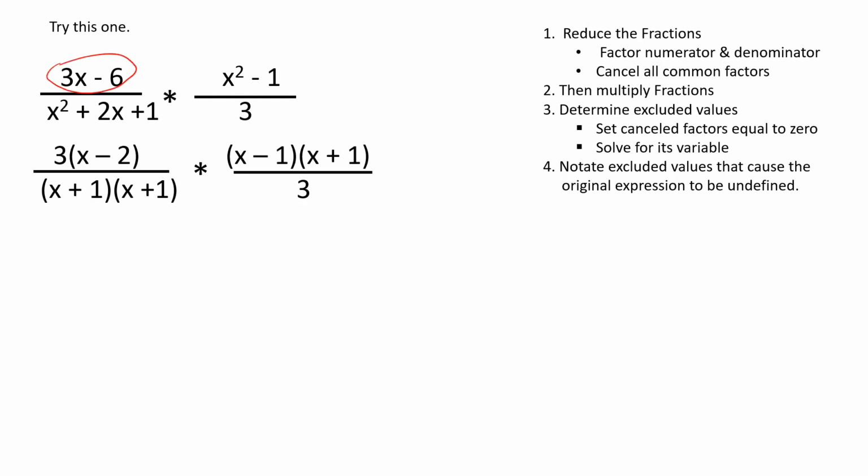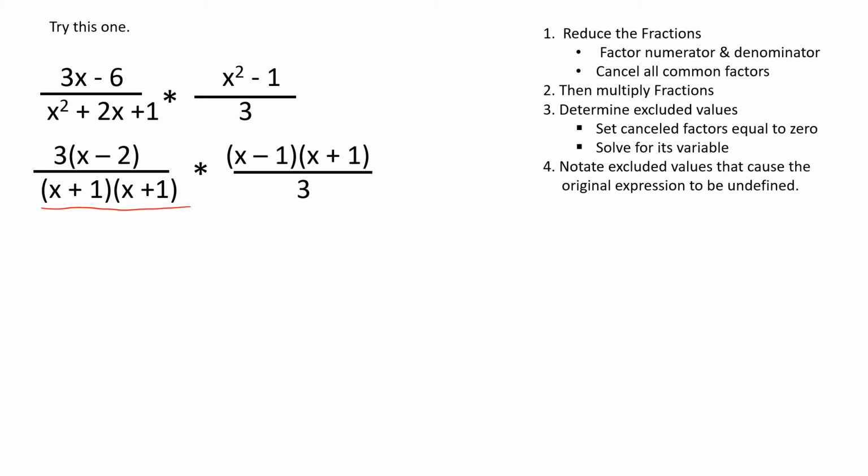Here we had a GCF of 3. So I factored that 3 out. This is a difference of squares. So it factors nicely to be x minus 1, x plus 1. All right. And then, of course, we have the 3 on the bottom on the second fraction. And then let's look at this trinomial. We factor it, and it is factored to be x plus 1, x plus 1. So we have factored everything.